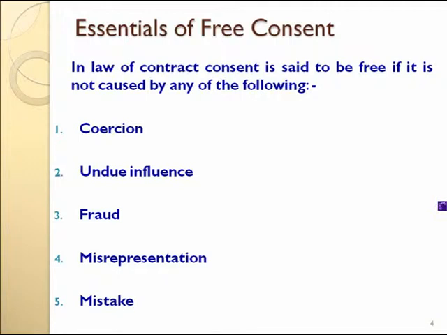So what are those points? First is coercion, second is undue influence, third is fraud, fourth is misrepresentation, and last is mistake. So remember always, students, if you have taken consent from the next party through any of these 5 items, your consent will never be deemed free consent, it will never be a legal agreement, and it will never convert into a contract.